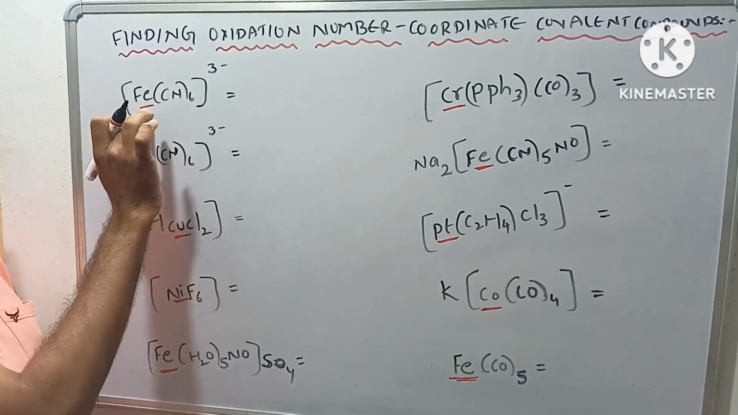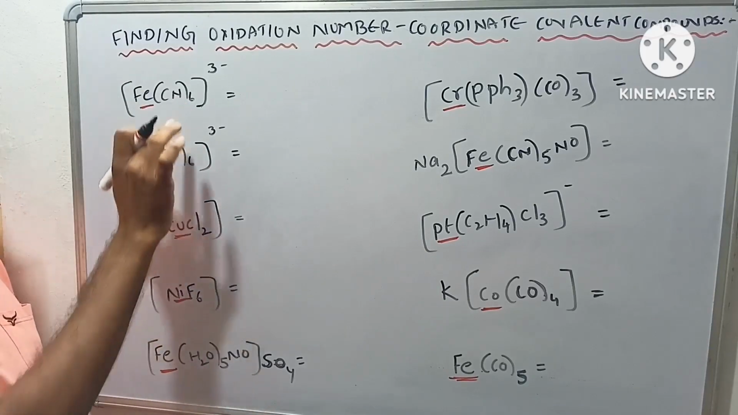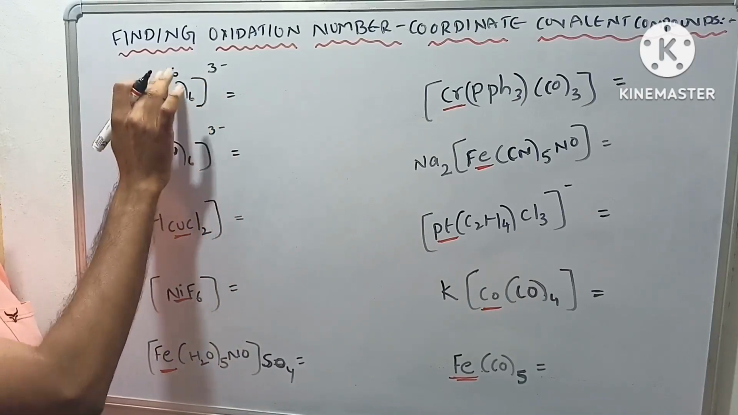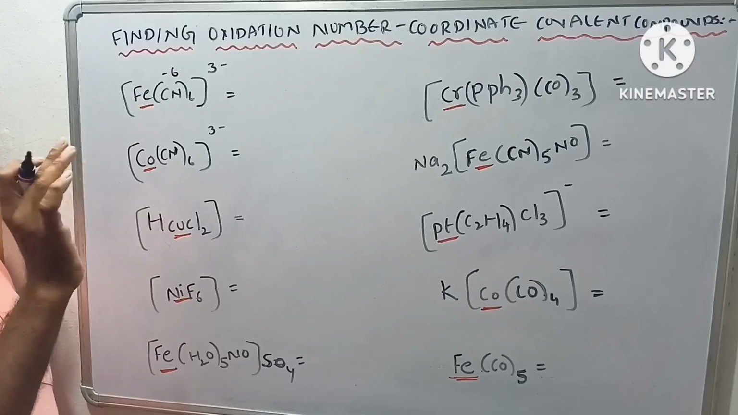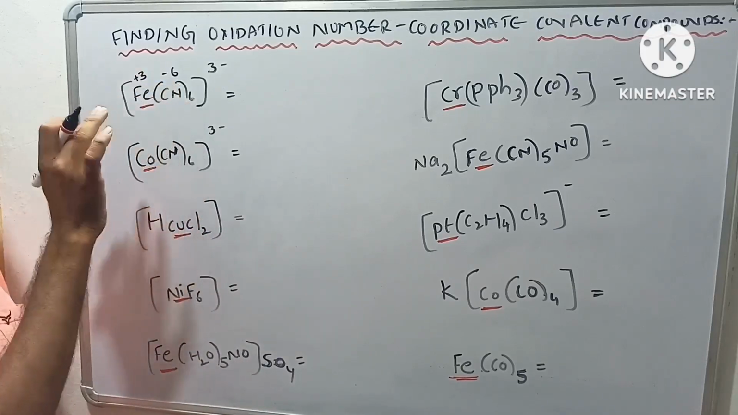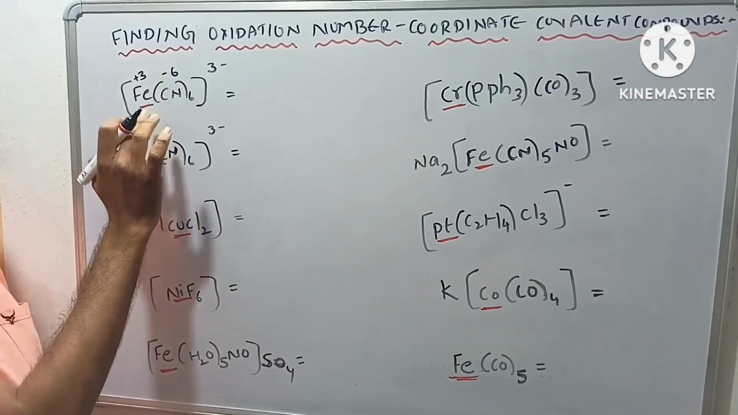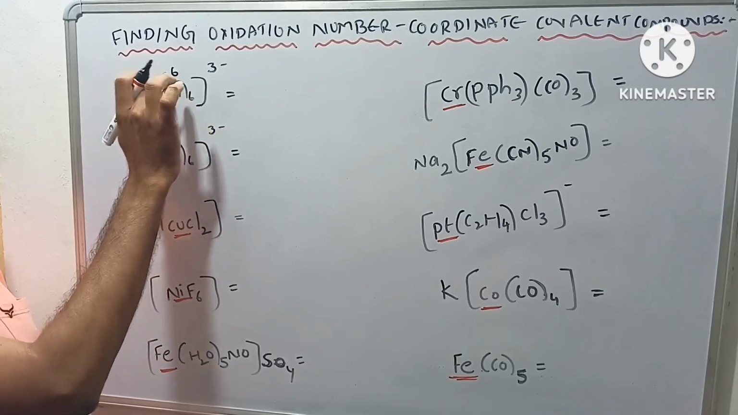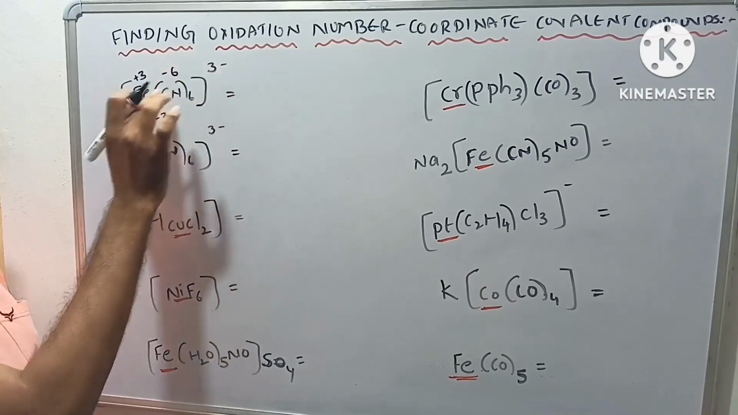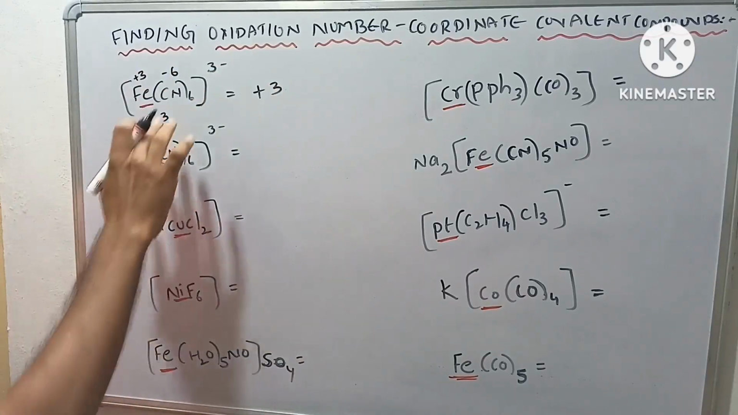How will we do it? First we need to calculate for iron. Cyanide we know, each cyanide is minus 1. There are 6 cyanide ions, so it is minus 6. Outside and inside we should get the same. Inside, to get minus 3, I will give plus 3 for iron. So minus 6 plus 3 is minus 3. Inside it is minus 3, outside it is minus 3. So the oxidation state for iron is plus 3.